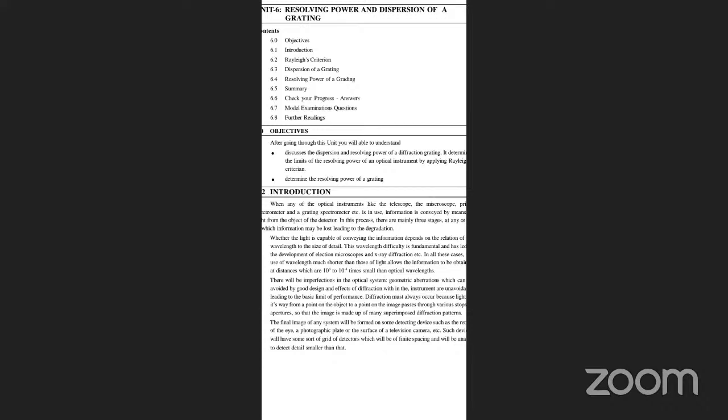Now, the final image of any system will be formed on some detecting device, such as the retina of the eye, a photographic plate, or the surface of the television camera, etc. Such devices will have some sort of grid of detectors, which will be of finite spacing, and will be unable to detect details smaller than that.